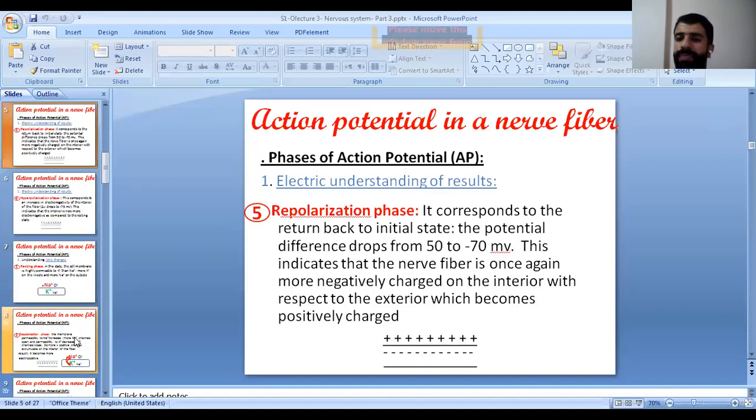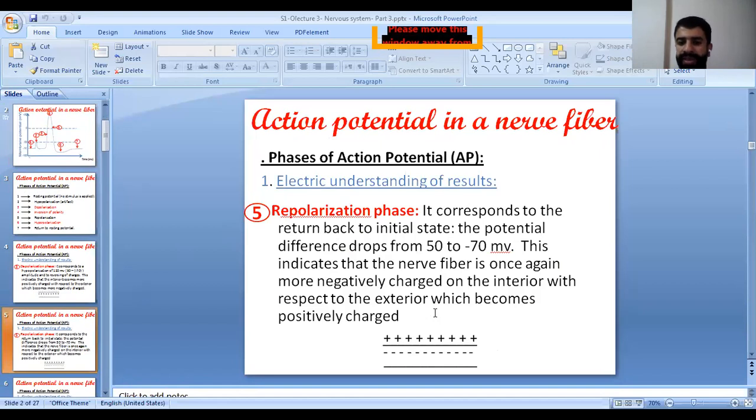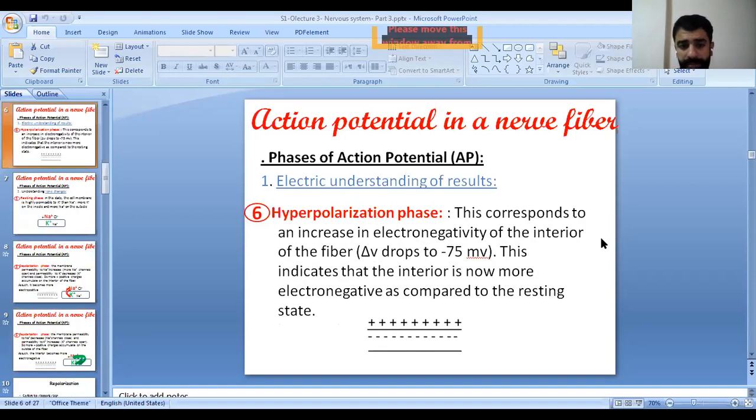Second phase is repolarization. Repolarization is going back to the negative. If you see here, phase number 5, repolarization, we're going back from the positive down to the negative. What happens during repolarization? It corresponds to returning back to the initial state, where the potential difference drops from plus 50 to minus 70 millivolt. What does this mean? This means that the interior becomes more negatively charged again with respect to the exterior, which is more positively charged.